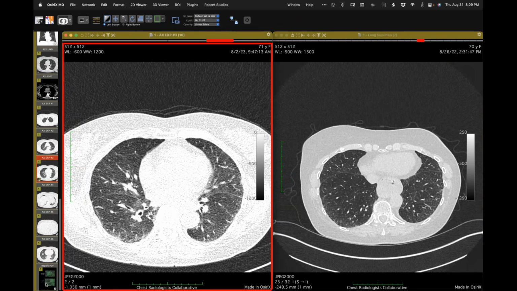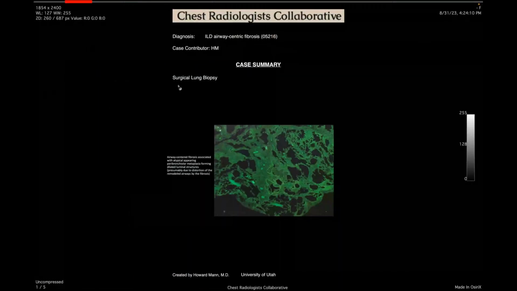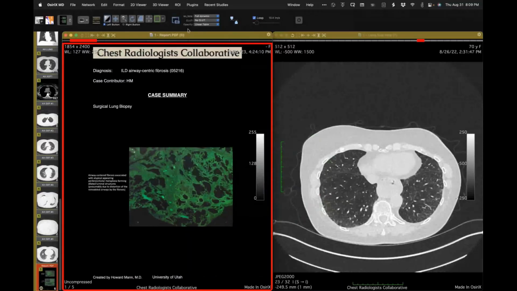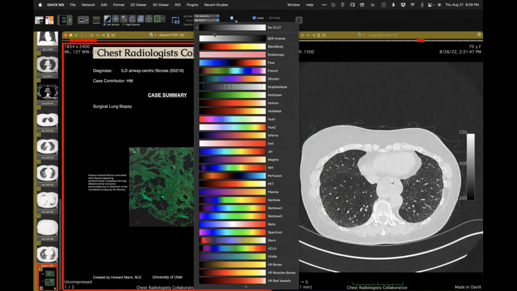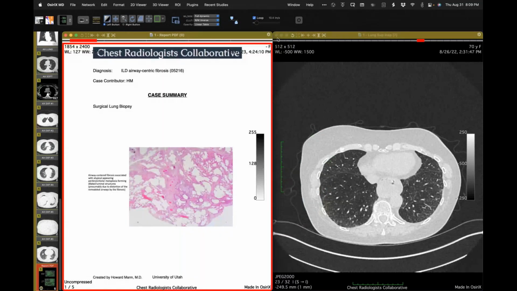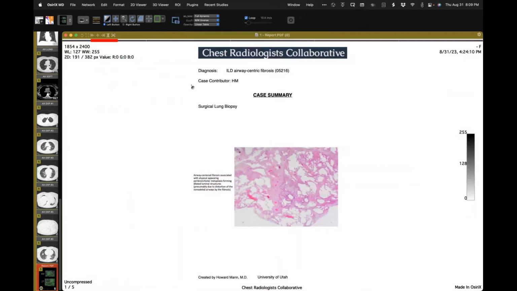So let me bring up this. I'll fix that for you. And let me close this out. So here is a pattern of fibrosis. I'll just mag this up a little bit. That is an airway-centered fibrosis. So because I've seen quite a lot of these over time, I feel reasonably comfortable seeing at least the basics of interstitial lung disease fibrosis patterns.